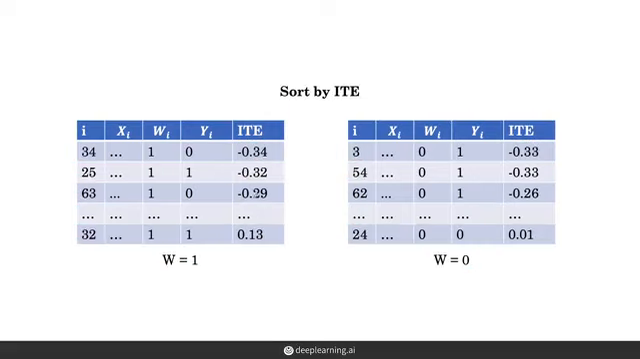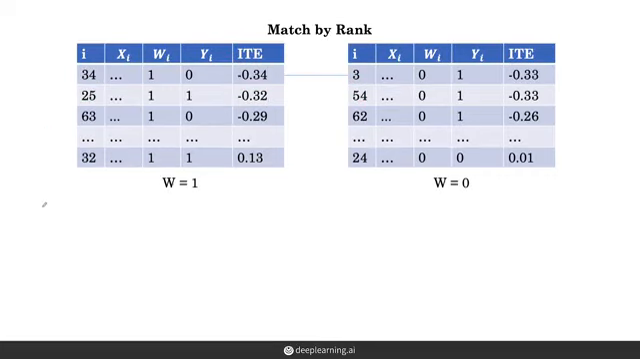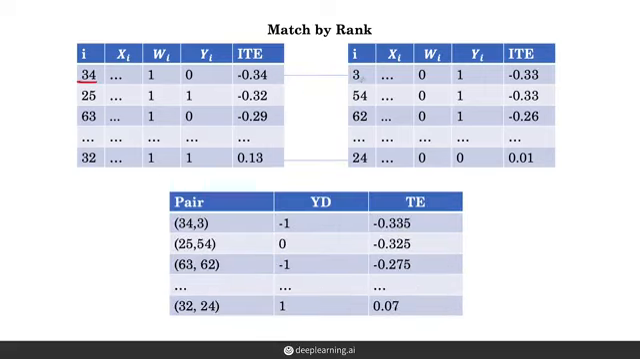We can then sort both groups by their treatment effect estimate such that the patients we expect will have most benefit will be at the top. Then we can match patients by rank such that the first patient in the treatment group gets matched with the first patient in the control group, the second patient with the second, and so on and so forth until we run out of patients to match. Together, the first match forms the pair.